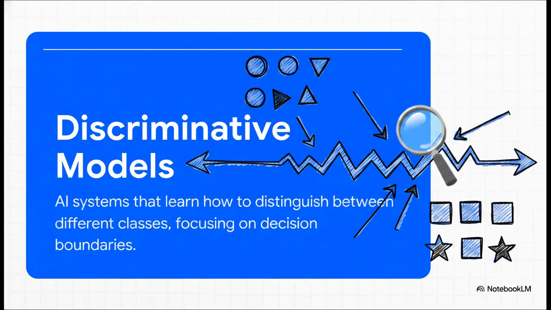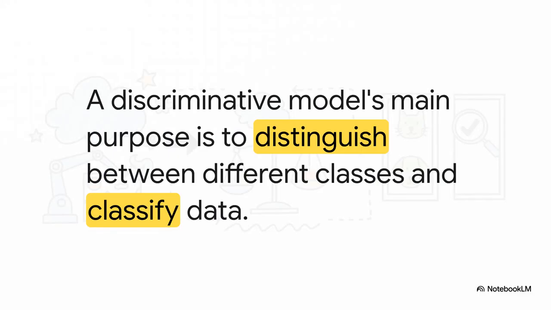What they're really doing is learning how to draw a line in the sand, a decision boundary, to perfectly separate one thing from another. You see, their goal is incredibly focused. Just put things in the right box. Is this email spam or not spam? Does this medical scan show a problem or is it clear? It's a precision decision-making machine, and honestly, it's been the workhorse of the AI field for decades.